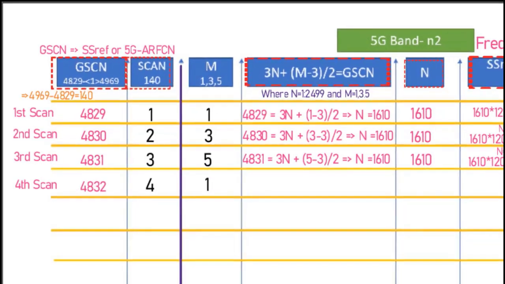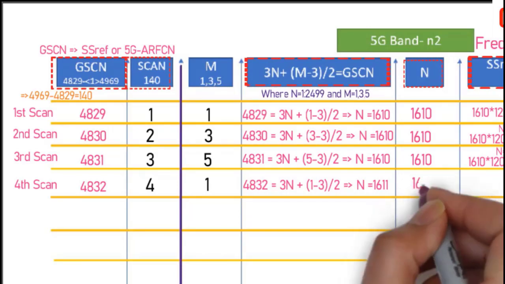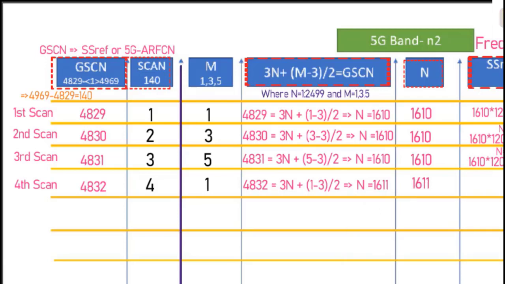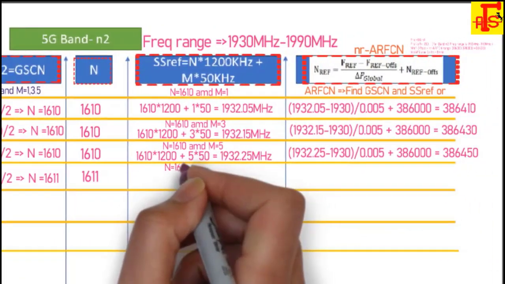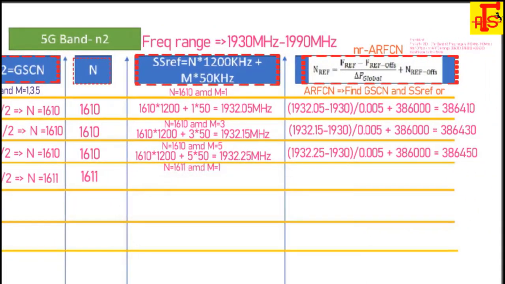In GSN formula we will put the value m and we will calculate the n value. So now n value is changed. Now n value is 1611. That is, in the earlier three scans, what was the value of n? That is 1610. Now in fourth scan n value is 1611. So now n is 1611, m is equal to 1.